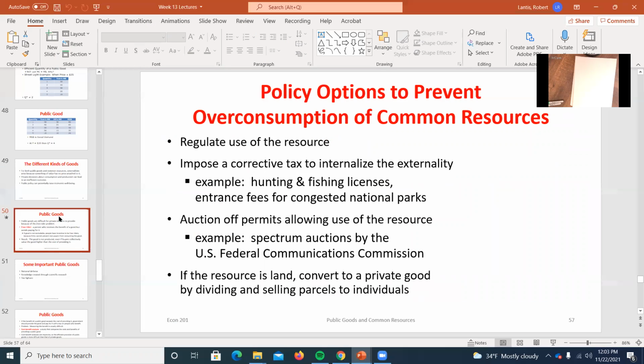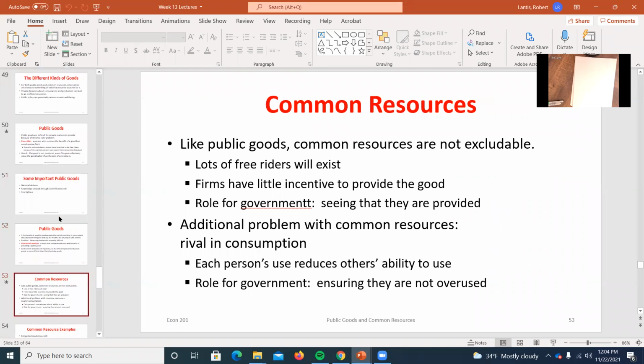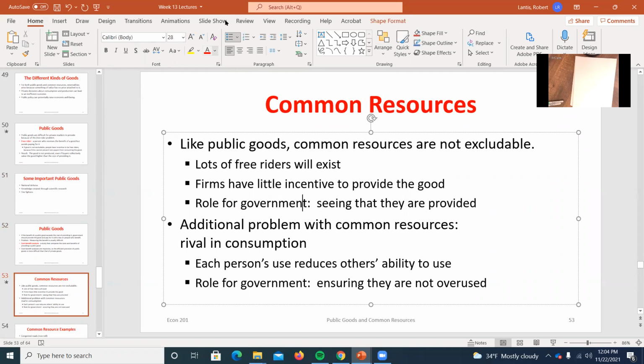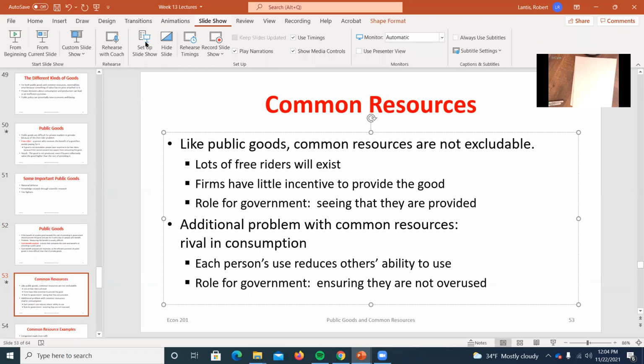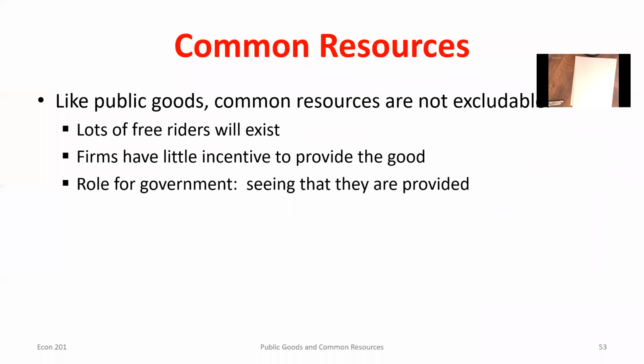So we talked about public goods last class and this idea of the free rider problem. Today we'll talk a little bit about common resources. If we recall, common resources were basically goods that were non-excludable, so everyone could use them, but they were rival. So once someone consumes that good, no one else can consume it.